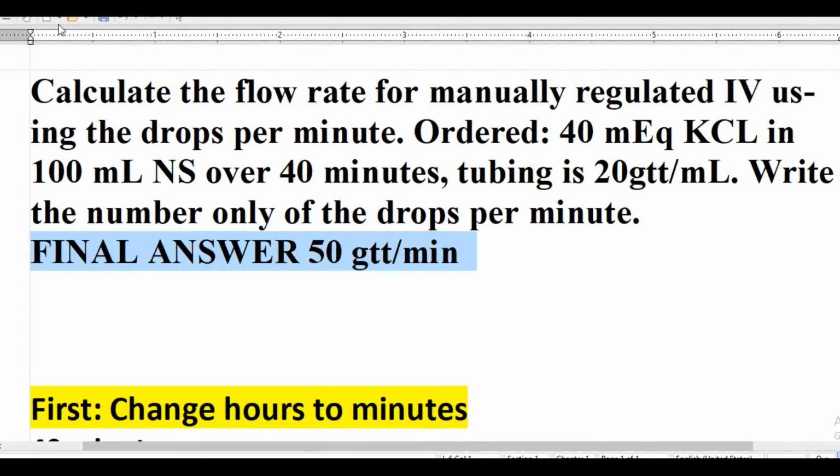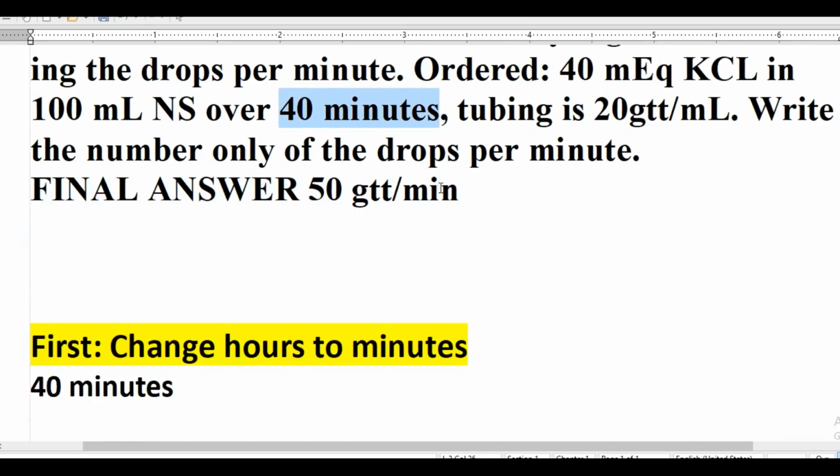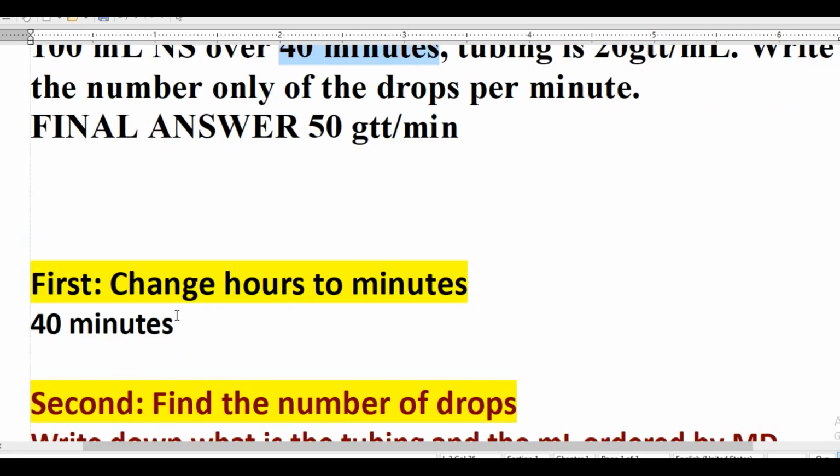Let's try the second question. Calculate the flow rate for manually regulated IV using the drops per minute. Ordered: 40 milliequivalents of potassium chloride and 100 milliliters of normal saline over 40 minutes. The tubing is 20 drops per milliliter. Write the number only of the drops per minute. So first, change the hours to minutes. In this case, we don't have to change the hours to minutes because it's already in minutes, 40 minutes. So put 40 minutes and set it aside.